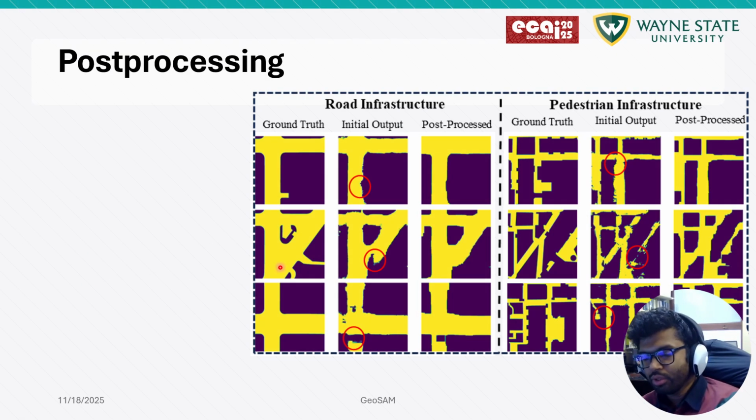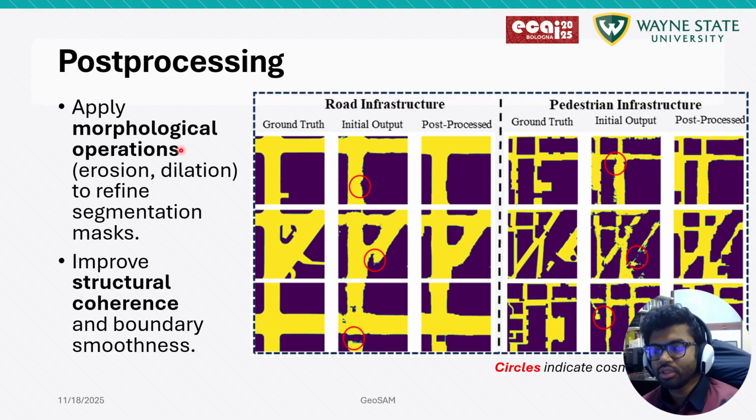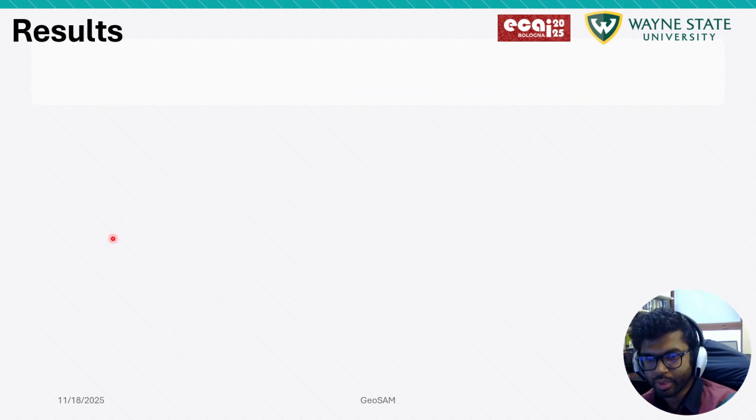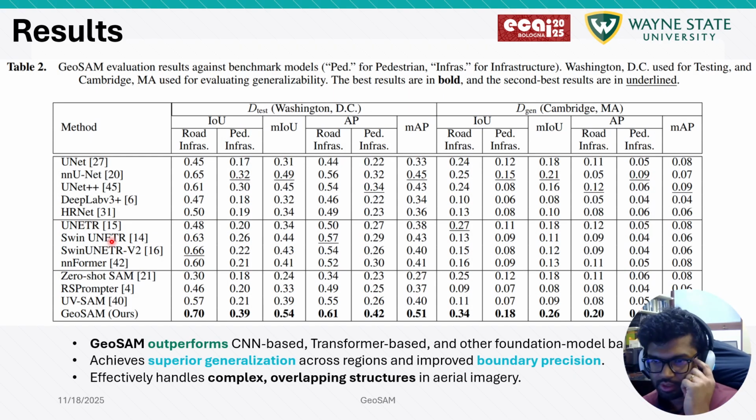We also do some post-processing, like morphological operations, so the segmented maps are not broken and there is no noise. We remove those as well. And we have the results here. We compare against other foundation model approaches, a CNN-based model approach, and also a transformer-based model approach. In all the cases, we perform much better in both IoU and AP, in both the test dataset and the generalization dataset.